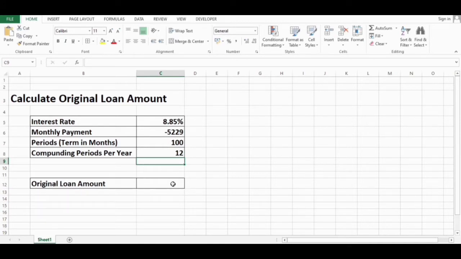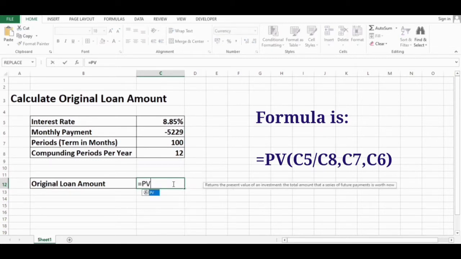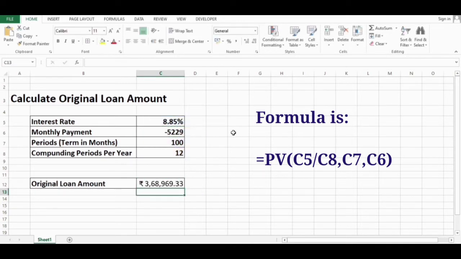Now here we will put the formula. What is the formula? It is equal to PV, present value, bracket. Now you can see the syntax: the rate is C5 oblique C8. By this way we will find out the rate, and then comma NPER, which is going to be the number of periods. The number of periods, you can see C7, which is 100, and then comma, and it's PMT. PMT stands for the payment made each period. Now you can see the original loan amount. This is the correct one. By this way you can find the original loan amount.